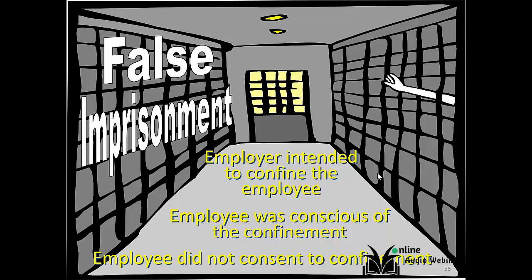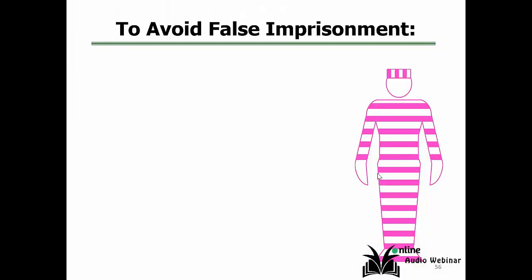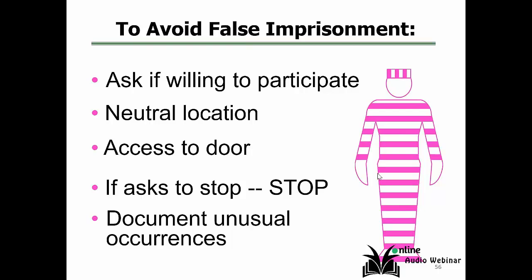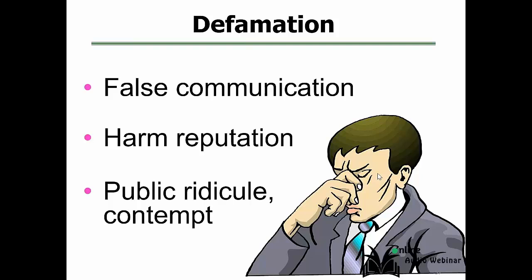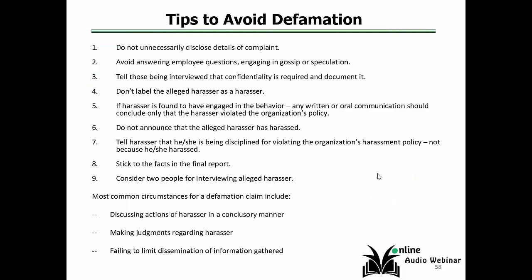So how do you avoid false imprisonment allegations? But I did, so I documented it. Now, defamation is something else that can occur throughout the investigation, and it's done through public ridicule and contempt. This tells you some tips on avoiding defamation.